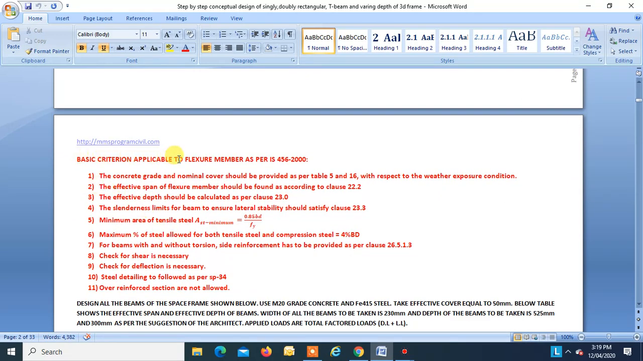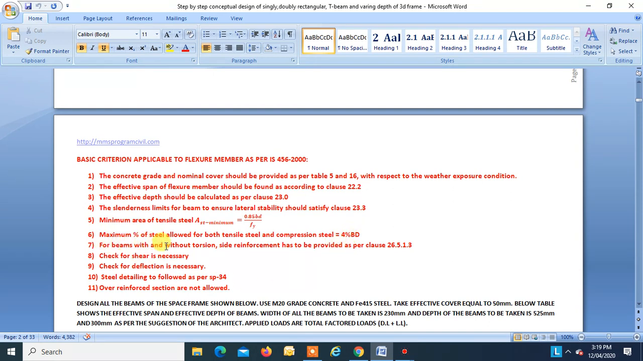Basic criteria applicable for flexural member as per IS 456:2000. The concrete grade and nominal cover should be provided as per Tables 5 and 16, with respect to the weather exposure conditions. The effective span of flexural member should be found according to clause 22.2. The effective depth should be calculated as per clause 23. The slenderness limit for beam to ensure lateral stability should satisfy clause 23.3. The minimum area of tensile steel Ast minimum is to be found out by this formula: 0.85 bd upon fy. Maximum percentage of steel allowed for both tensile steel and compression steel is 4%.